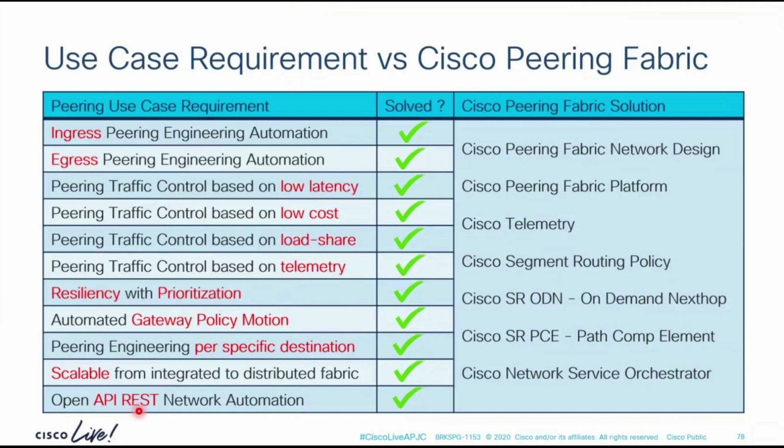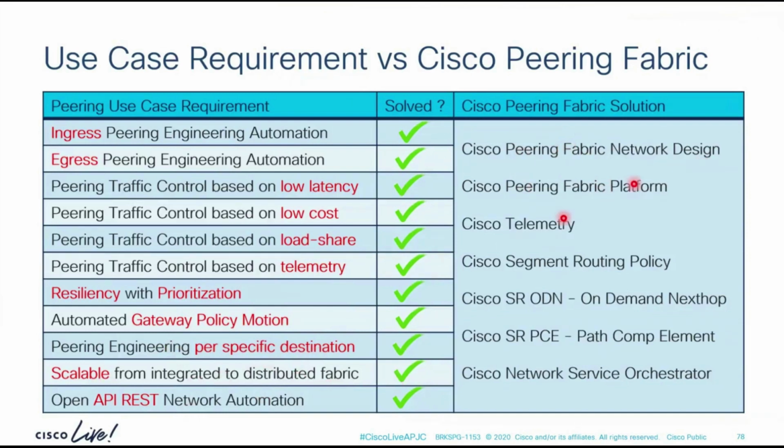All together as policy. And we can also leverage NSO capability to automate the gateway policy motion, in case you want to swing from one gateway to another gateway for the policy. And we can have very specific destination policy, and it's very scalable. We can start from our integrated standalone internet gateway to our distributed peering fabric.